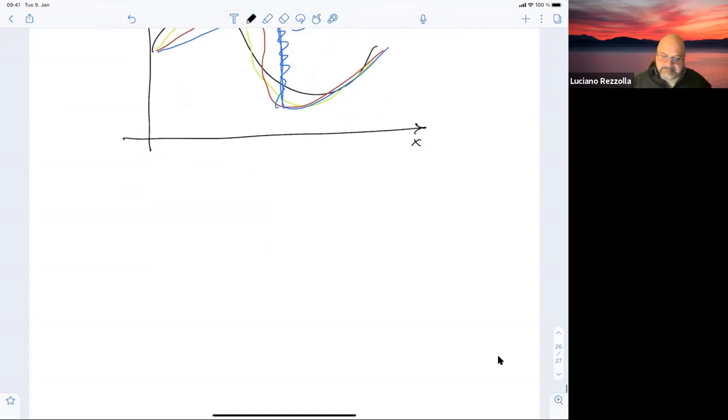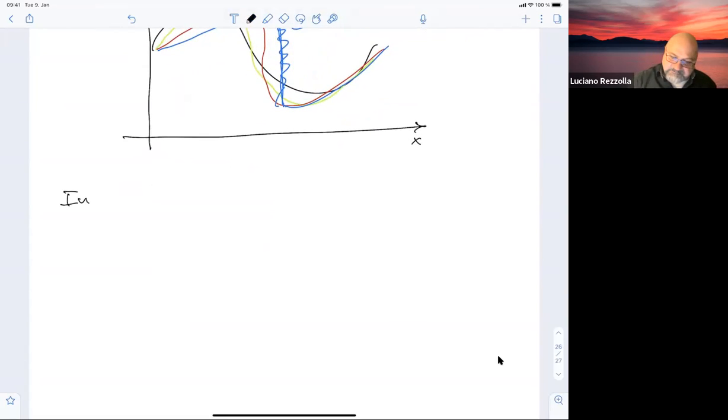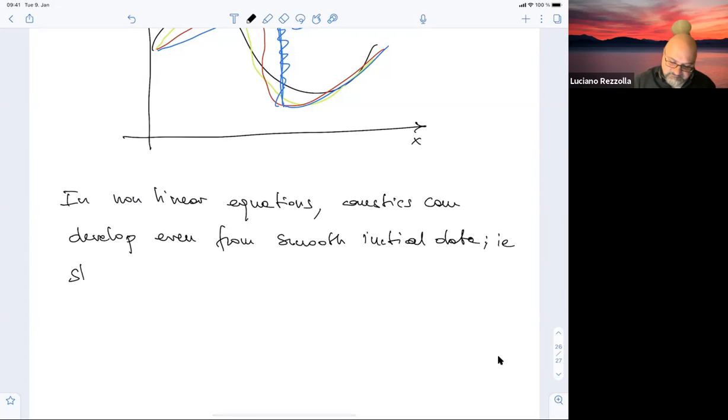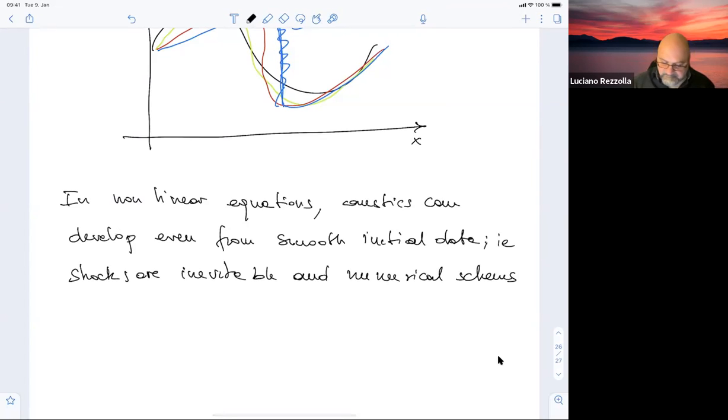Let me try to wrap this up. In nonlinear equations, caustics can develop even from smooth initial data, i.e., shocks are inevitable, and numerical schemes have to be developed to cope with this problem.